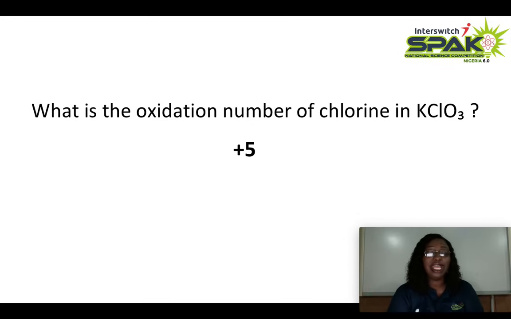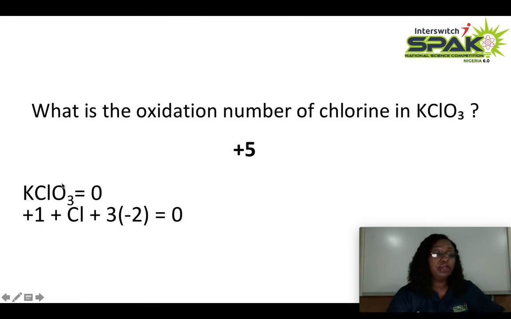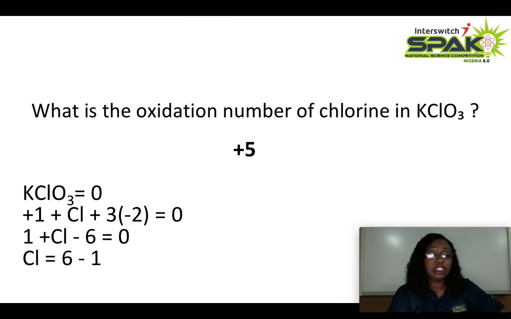It is when they ask for valency that you say 5. But for oxidation number, it has charges. Valencies do not have charges. So let's see how the calculation is being done. You equate it to 0. You equate everything to 0. Then potassium is +1. The chlorine is what we are looking for. Then we have 3 oxygen, and the oxidation number for oxygen is -2. Then 1 plus Cl minus 6 is equal to 0. Then you have Cl is equal to 6 minus 1. Then your Cl will be +5.